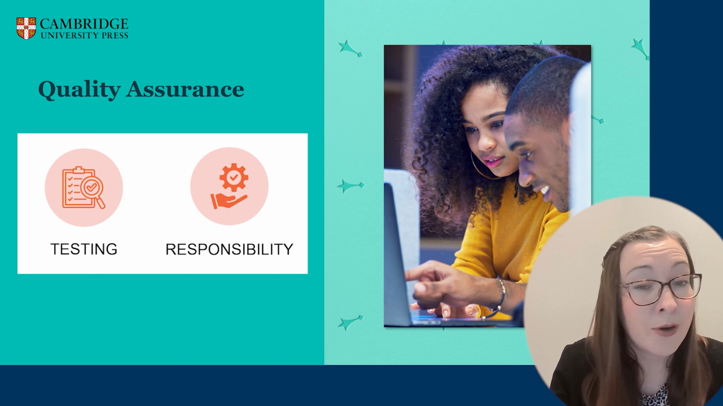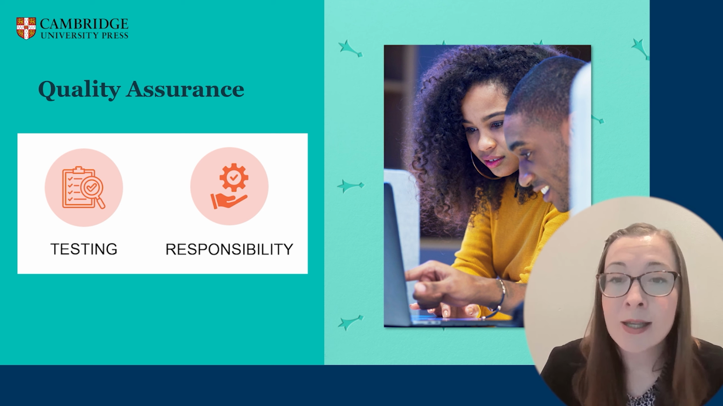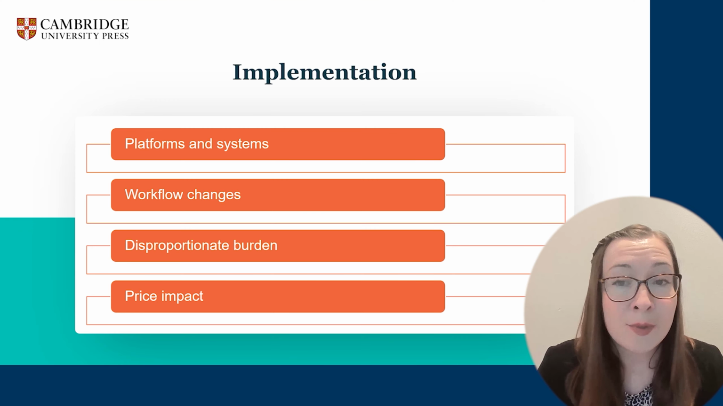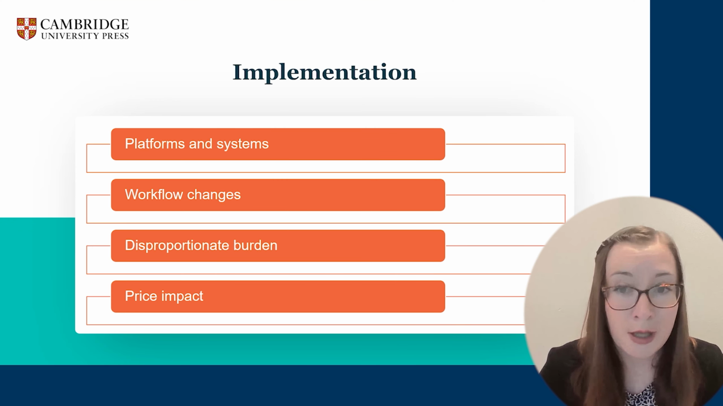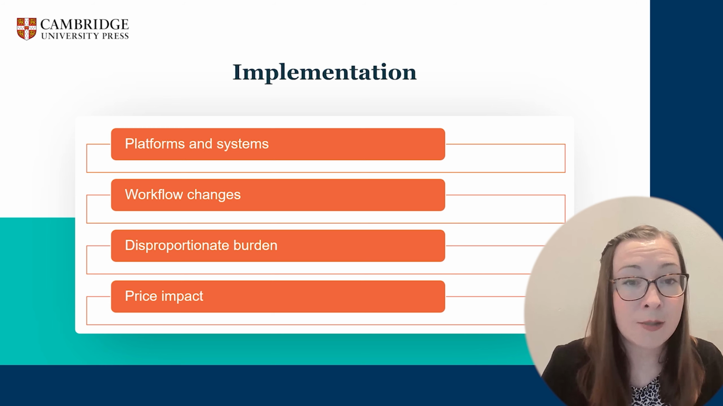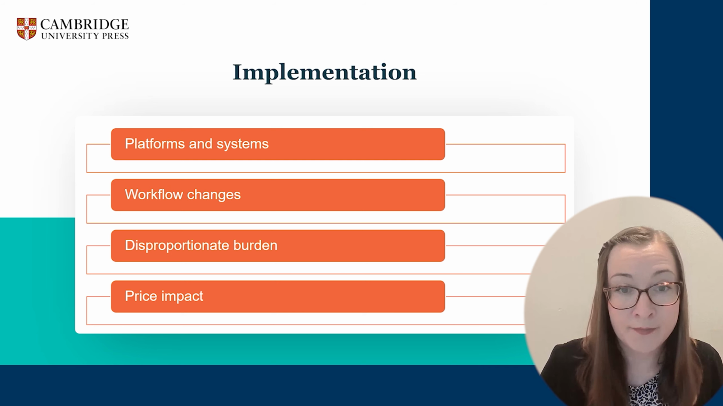So, you know now how you're going to write and QA your alt text, but how are you actually going to get it into your books? When it comes to implementation, there are 4 things I think you need to consider. 1, your platforms and systems. 2, changes to your workflows. 3, disproportionate burden. And 4, price impact.